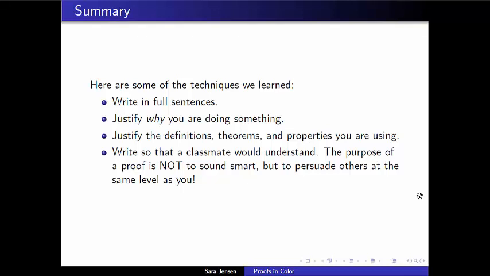Because all in all, the purpose of proofwriting is not to sound like you're a genius. The purpose of proofwriting is to be persuasive to somebody else who's at the same level of learning as you. You're not trying to impress a room full of PhD mathematicians. What you're trying to do is have a persuasive conversation with somebody of the same caliber as you. So in general, writing more and writing helpfully is a lot better than leaving things out to try to sound like you get it.